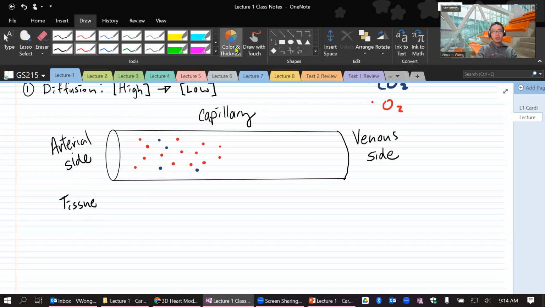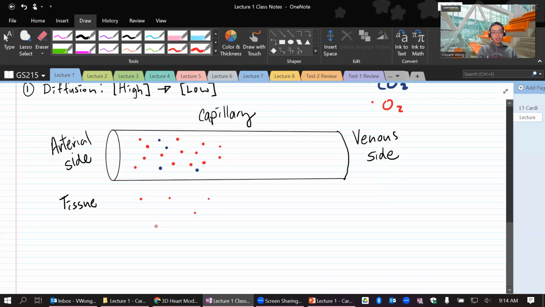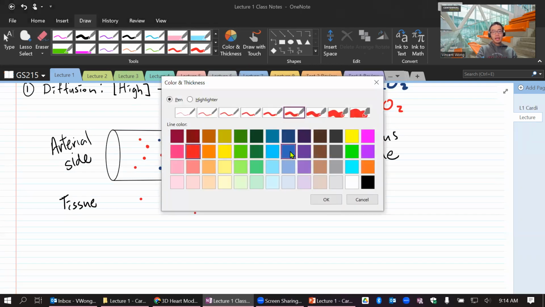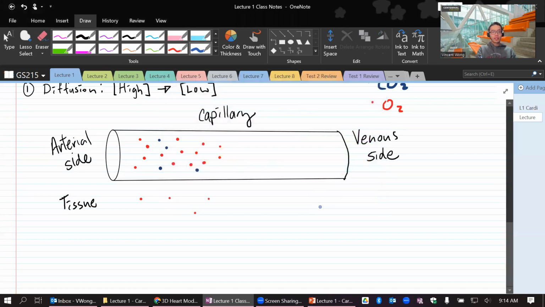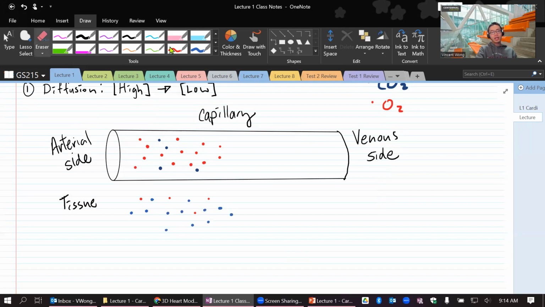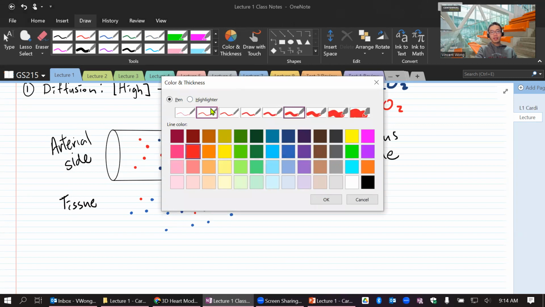And so maybe there will be less oxygen because it's being used up. You learned about cellular respiration last semester. Your cell is going to take the oxygen, react it with glucose, and end up producing carbon dioxide. So you might have a lot of carbon dioxide building up here. As the blood passes through the capillary, just by diffusion alone, you don't have to do anything. It doesn't require ATP or anything like that.